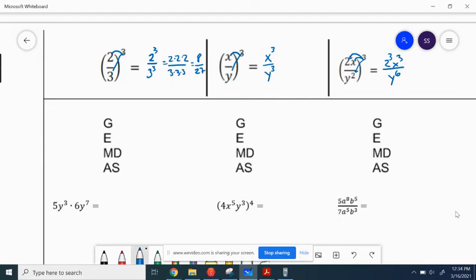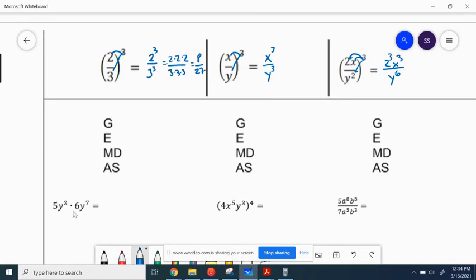All right, so if you are struggling with this, we can use GEMDAS to help us out with this, right? We've used GEMDAS in the past. Remember that M and D, multiplication and division, are kind of like equals, and so are addition and subtraction. So if you're presented with those, you just solve left to right. But if we use GEMDAS, it kind of helps us figure out what the rule is.